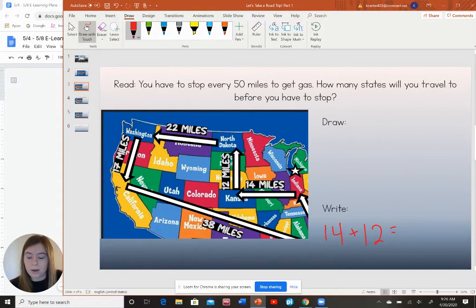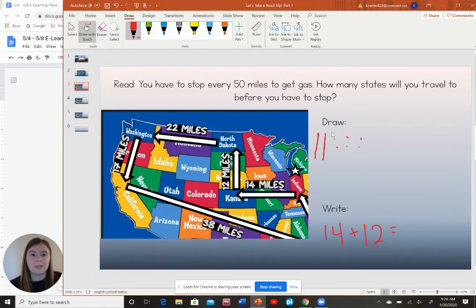Okay, so we're going to start by making our base 10 blocks. So first I'm going to go ahead and make our 14. So 14 is made up of 1 10 and 4 1s. So I'm going to make 1 long and 4 1s. 1, 2, 3, 4. And then we're going to add 12, so we're going to add 1 10 and 2 1s. So 1 10 and 2 1s. And then we can just count them up. This drawing makes it really easy to find our answer.